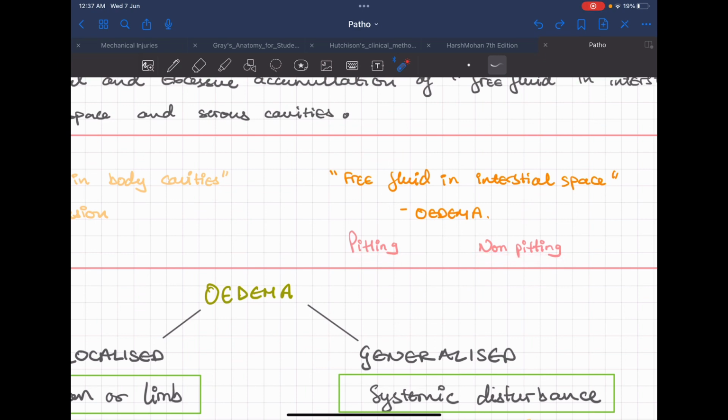Edema can be pitting or non-pitting. What do we mean by that? Pitting means if we press the edema with two fingers and there is a temporary depression, then we call it a pitting edema. And when the depression is not present, that is a non-pitting edema.